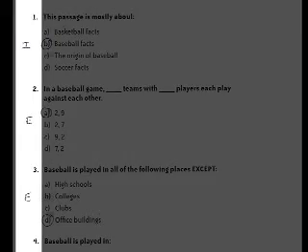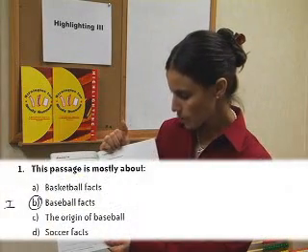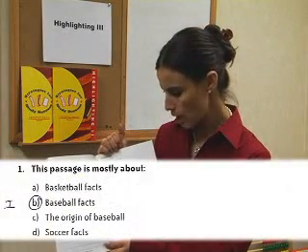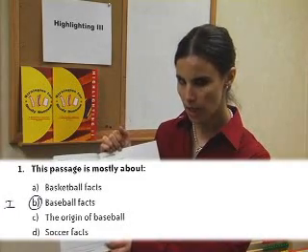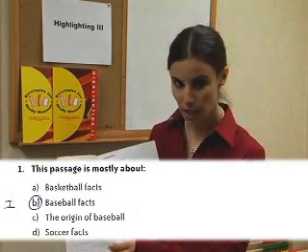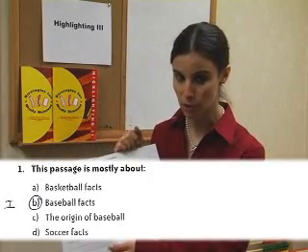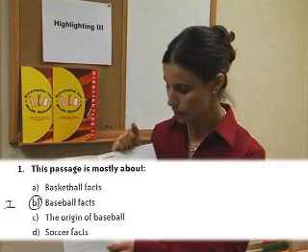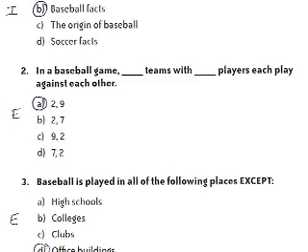Let's take a look at question number 1. This passage is mostly about A, basketball facts, B, baseball facts, C, the origin of baseball, D, soccer facts. In this case, because of the wording of the question, the student has to think about the answer in order to come up with the correct choice. This question is an implicit question, so we would put an I next to it and circle the correct answer, which is B.